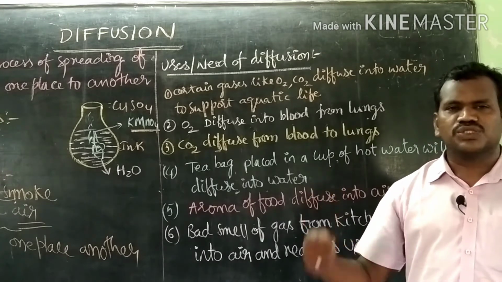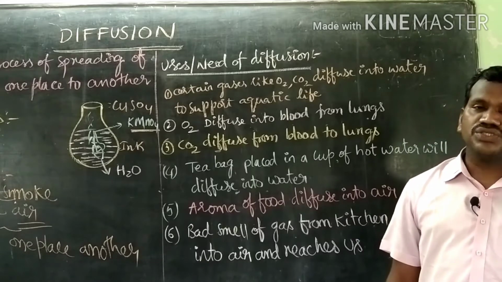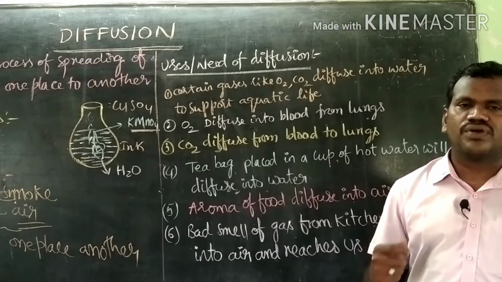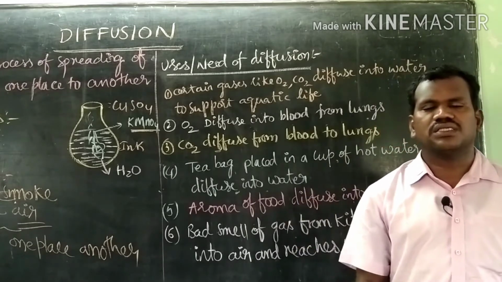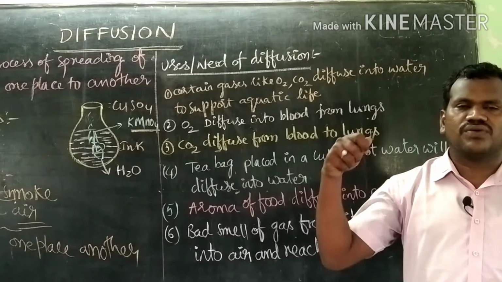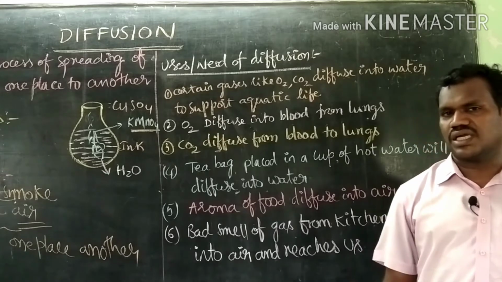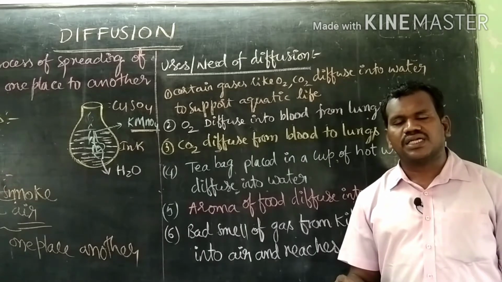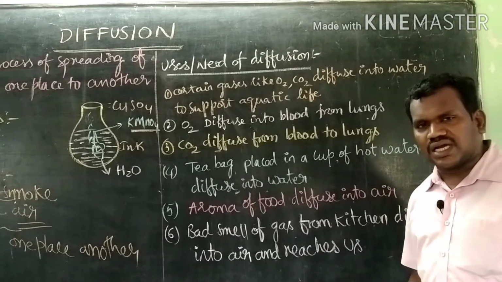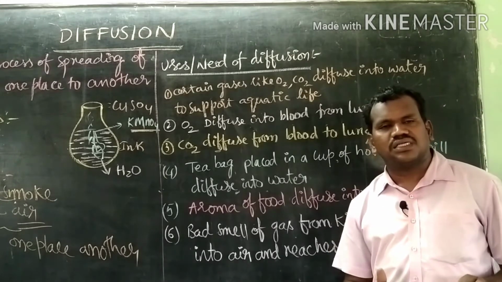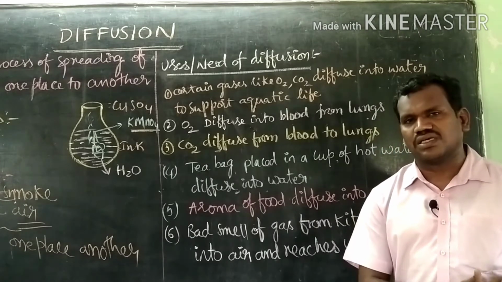Whenever you open Sprite or Thums Up or something, whatever it may be, that drink is aerated. So they consist of carbon dioxide. The liquid present inside that bottle is mixed with carbon dioxide. Whenever you open the cap, the carbon dioxide will be eliminated. Such kinds of drinks are nothing but aerated cool drinks or aerated water. In this example, we can understand that carbon dioxide is mixed with the liquid and at the same time oxygen is also mixed with the liquid.